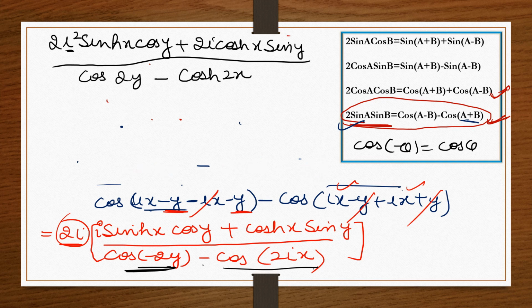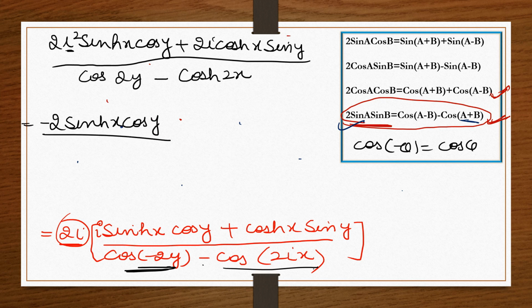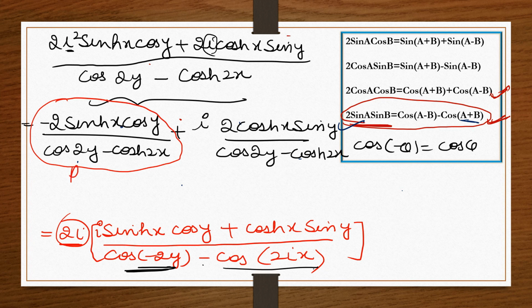And now this iota square will be turned to negative, okay? So see what you'll get. So this is minus 2 sine hyperbolic x cos y, okay? Over I am writing this thing, cos 2y minus cos hyperbolic 2x. So I am just separating this. Take this iota here. So 2 cos hyperbolic x sine y over cos 2y minus cos hyperbolic 2x. Okay, so what is your real part? So this is your real part. Okay, and this is your imaginary part.